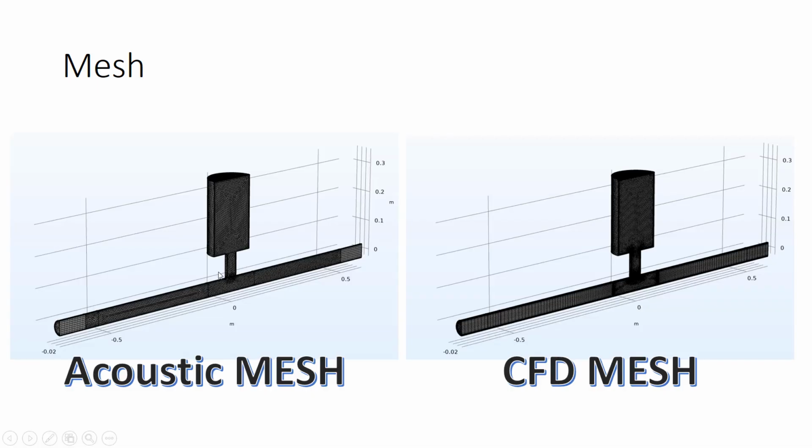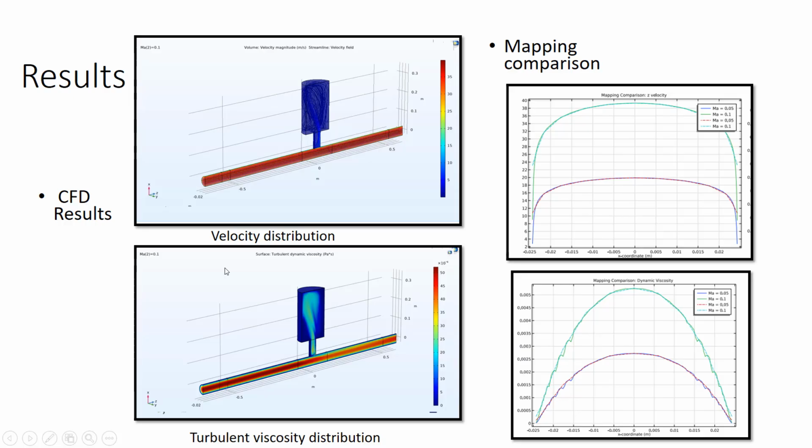An example of the acoustic mesh in this tutorial and the CFD mesh: we can see the CFD mesh is almost quad elements, but only the part of the resonator is tetra. But here we can find a lot of tetra. Only the PML, the perfectly matched layer, is quad, and we can also see that the elements here are really smaller than this. We can see here the acoustic mesh.